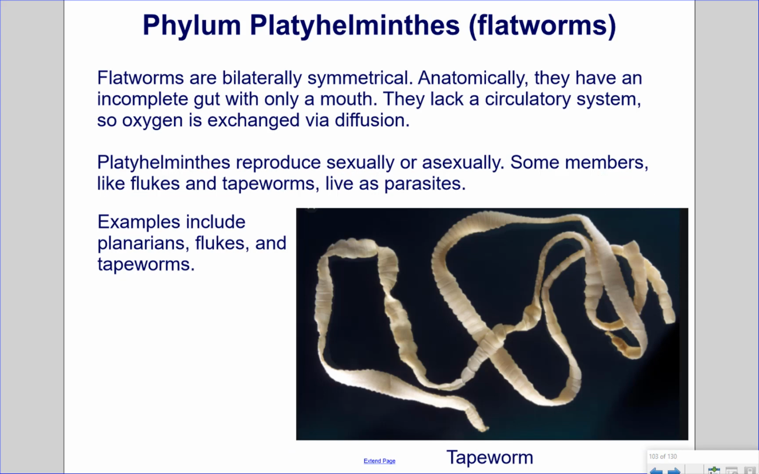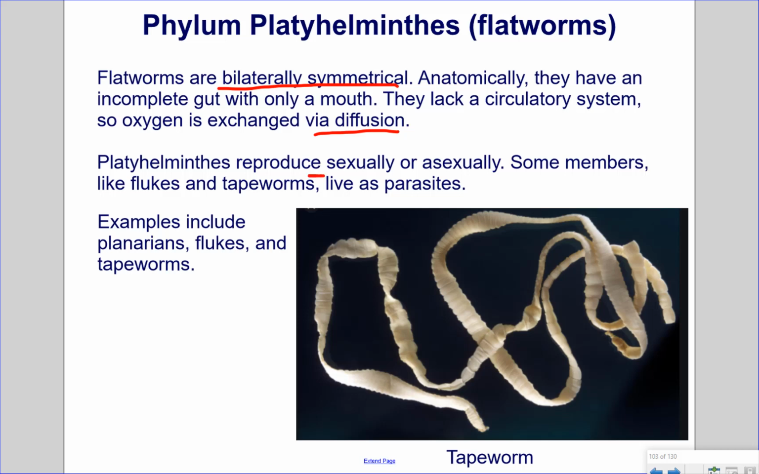Phylum Platyhelminthes, the flatworms. Flatworms are bilaterally symmetrical. Anatomically, they have an incomplete gut with only a mouth. They lack a circulatory system, so oxygen is exchanged via diffusion.